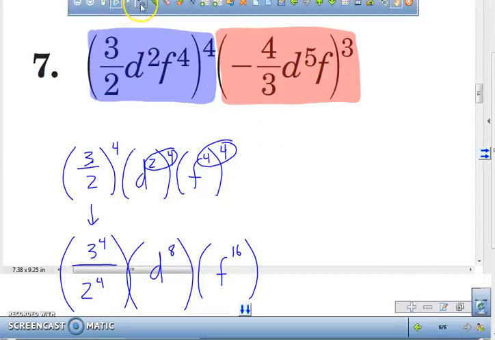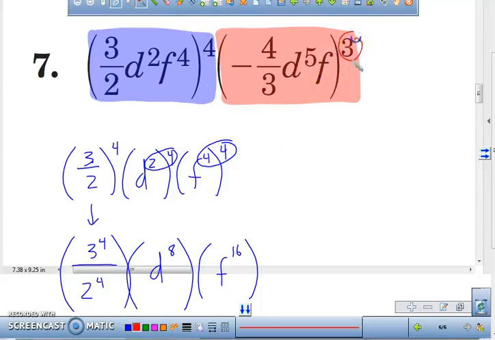In blue, what did we have to apply? We had to apply the power of what? The power of 4. In red, what are we going to have to apply? The power of 3. So here's what I want you to do.